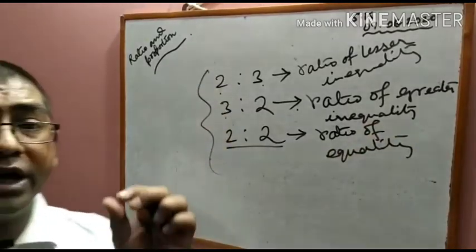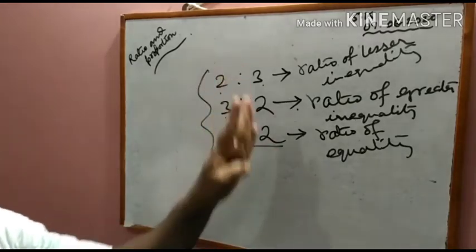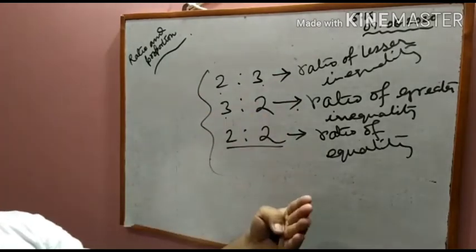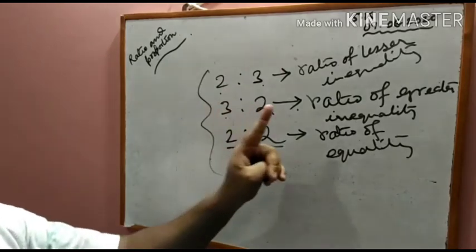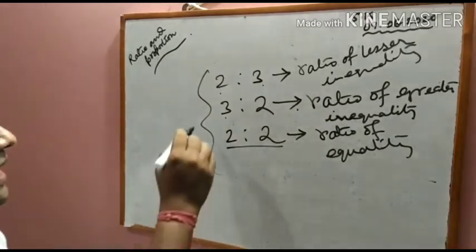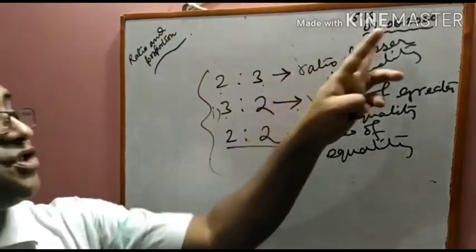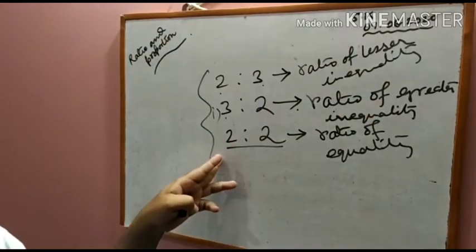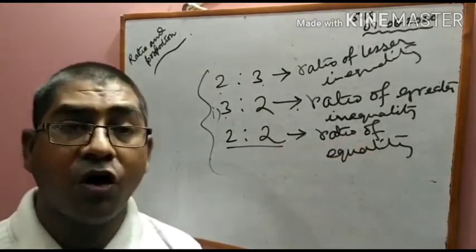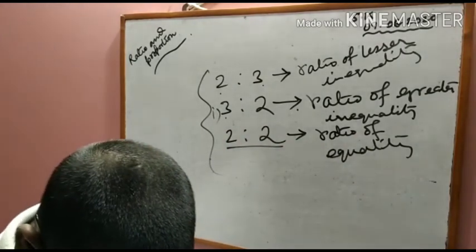So we see that according to which term is greater, lesser or equal, according to the comparison between the values of antecedent and consequent, we can categorize or classify ratio into three types. First one is ratio of greater inequality. In that case, antecedent is greater than consequent. Second, antecedent is lesser than consequent. That is called ratio of lesser inequality. And the third is if both the antecedent and consequent are equal, then it is called ratio of equality.